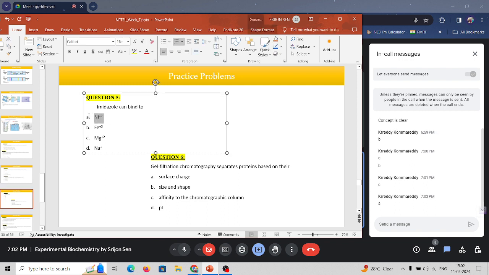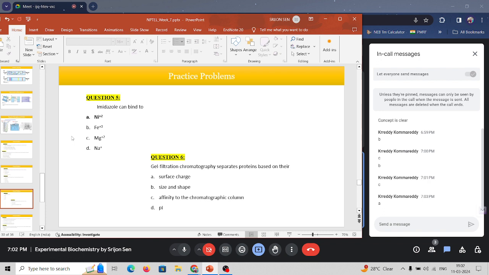Yes, very good. That is why we have the nickel NTA chromatography, and imidazole helps to elute. Imidazole is required for the elution of proteins from the nickel because it binds to the nickel and your protein just elutes out. So first, the NTA binds to the nickel. Then when your protein is passed through that particular column, the his tags or the histidines bind to the nickel.